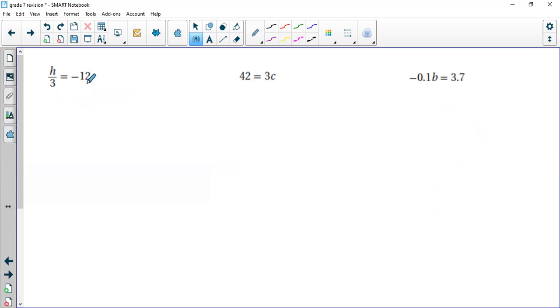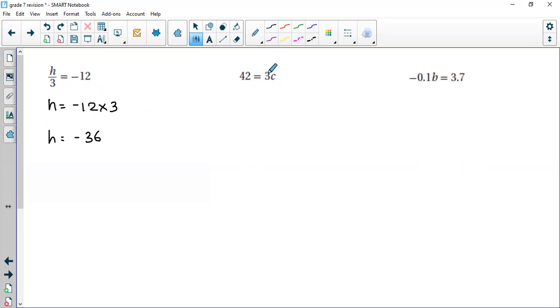Moving on to the next question. Now, as you can see, this is h divided by 3 equals negative 12. So we have to do the opposite to find the value of h. This is divide, which means we are going to multiply. So this is going to give us negative 36. Now these are integer rules. If you multiply or divide any negative number, your answer will be a negative answer as well.